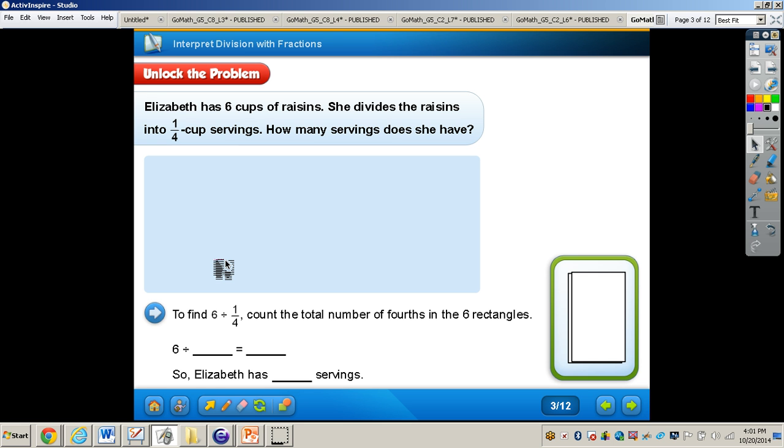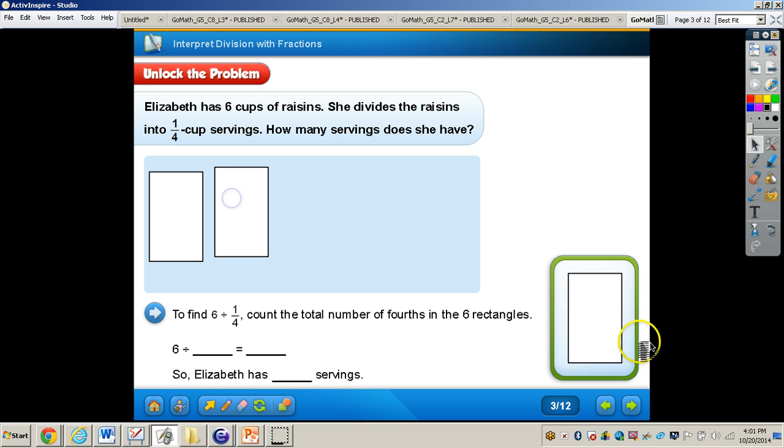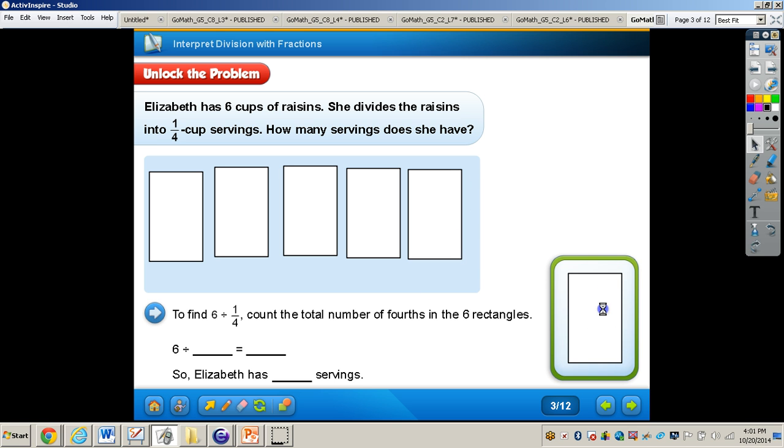Okay, so the first thing that we need to do, we need to draw, and I want you to do this in your Go Math book. You want to draw 6 rectangles to represent the 6 cups of raisins. So I'll just put these 6 right out here. 1, 2, 3, 4, 5, and 6.